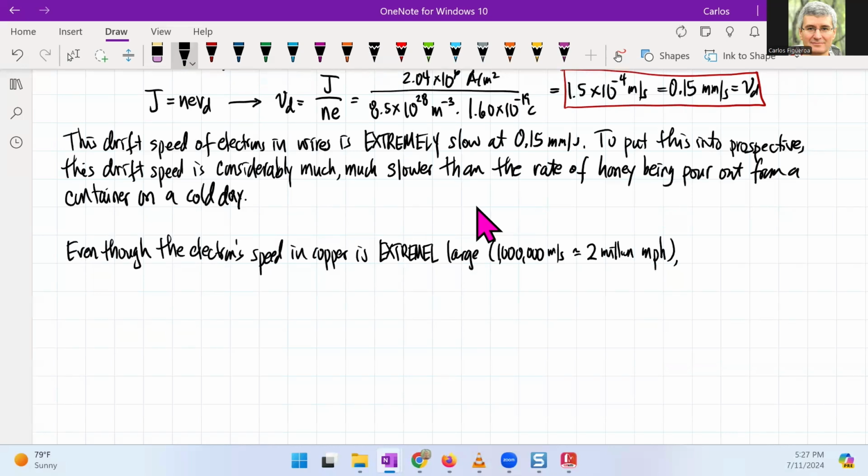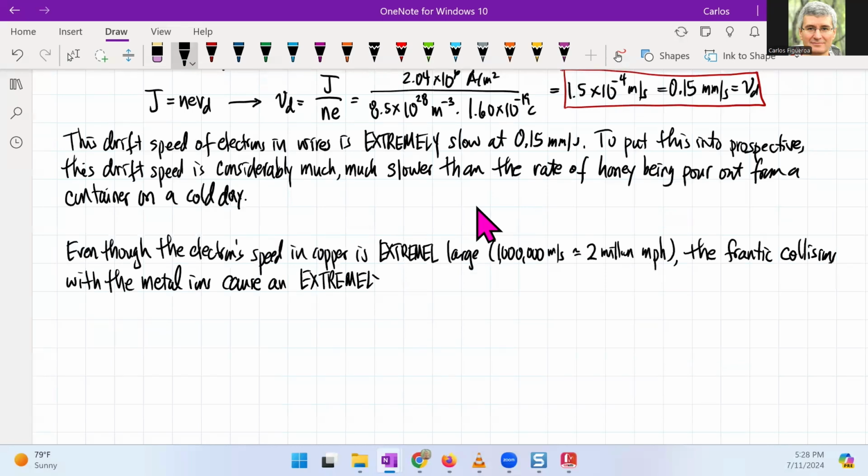So even though the electron speed in copper is extremely large, the frantic collisions with the metal ions cause an extremely sluggish forward motion at 0.15 millimeters per second.